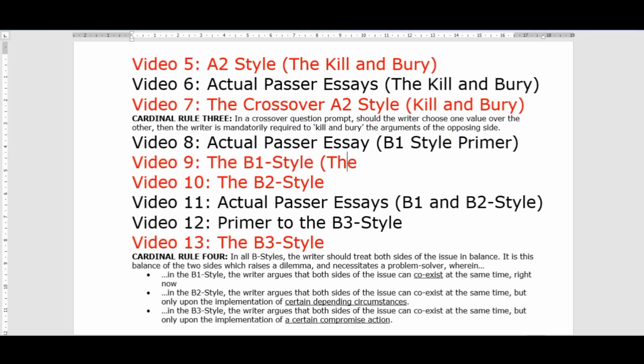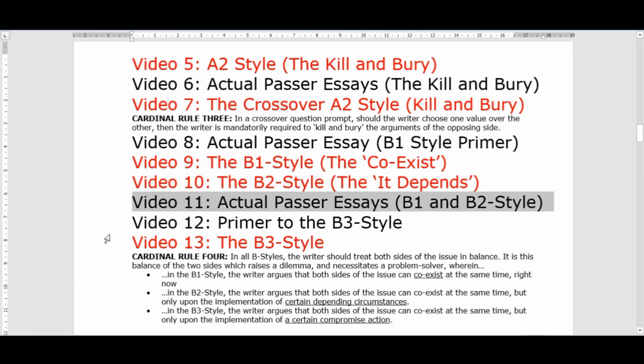This is really the layman term, the coexist. There, we need to type that over there. And the B2 style now is what we call the "it depends" kind of essay there. And then video number 11 is a support video which showed actual passer essays which use either the B1 and the B2 style and scored a minimum band 7.